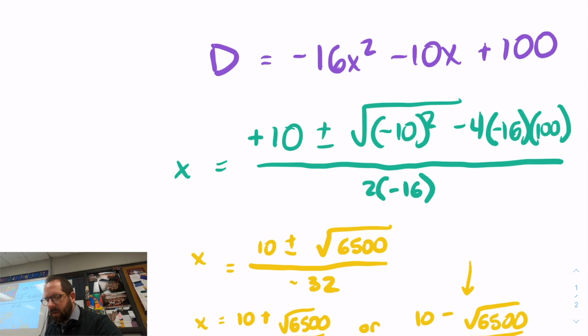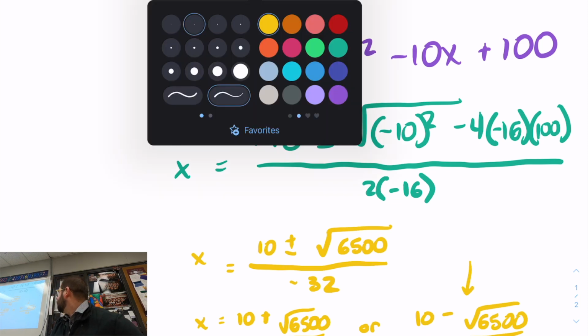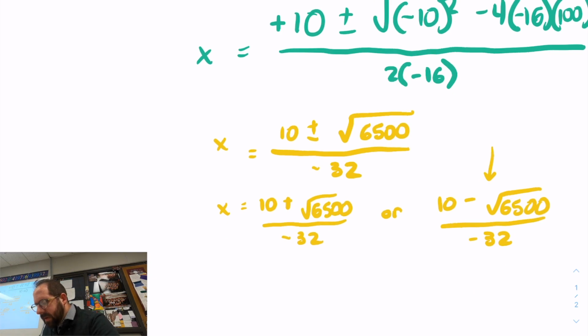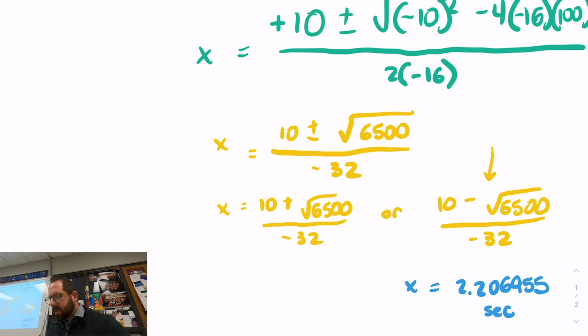So this ends up being 2.20695555, and that's positive. So this is in terms of seconds. Obviously, the other number would be a little bit different. I didn't include the 10 in the divided by 32, so I didn't get that.